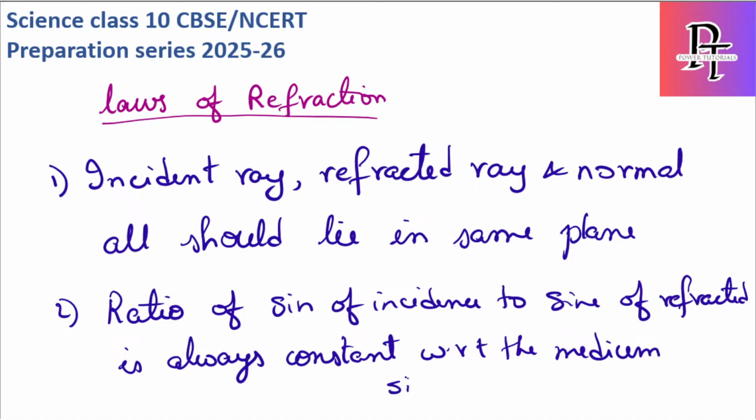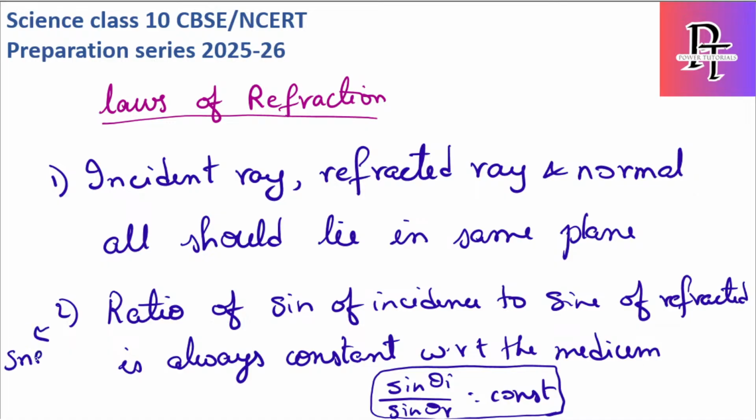मतलब साइन ऑफ थीटा आई बाई साइन ऑफ थीटा आर, विच इज रिफ्रैक्टेड, इज ऑलवेज कांस्टेंट. एंड दिस कांस्टेंट मैं ऐसा बता रहा हूँ कि वो मीडियम की तरफ से कांस्टेंट. मतलब इस एग्जाम्पल में एयर एंड वाटर का मीडियम, तो एयर एंड वाटर के मीडियम में जब भी इंसिडेंट रे होगा जो रिफ्रैक्टेड रे होगा, उन दोनों का साइन रेशियो कांस्टेंट होता है. और इस पॉइंट को स्नेल्स लॉ भी बोलते हैं. तो कुछ क्वेश्चंस में दे कैन आस्क यू डिफाइन स्नेल्स लॉ, तो आपको ये पॉइंट लिखना पड़ेगा कि रेशियो ऑफ साइन ऑफ इंसिडेंट रे टू द साइन ऑफ रिफ्रैक्टेड रे इज कांस्टेंट.